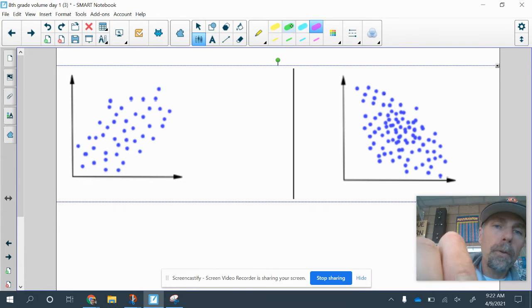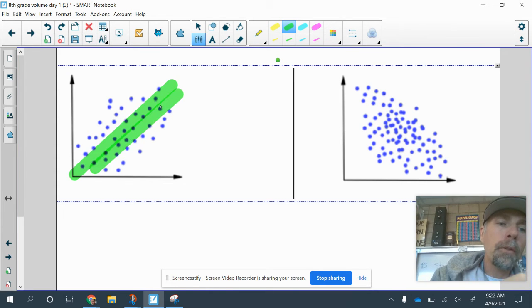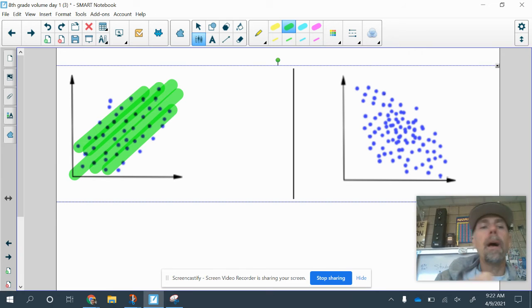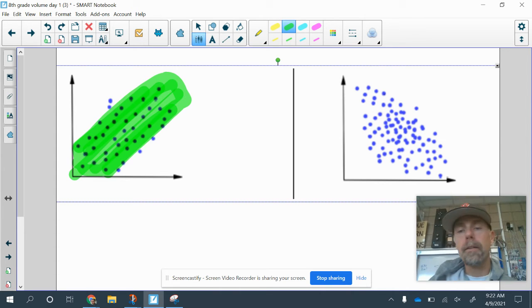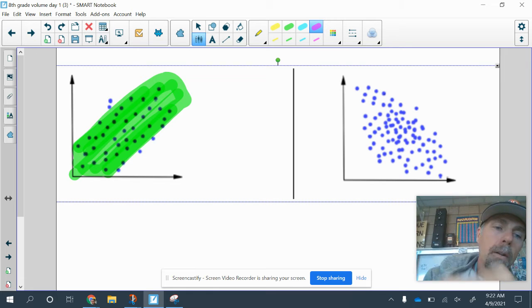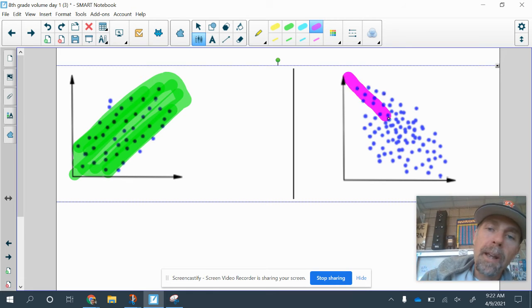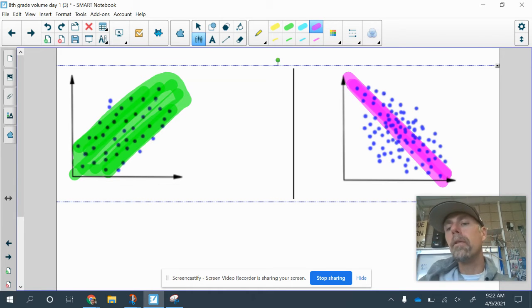This one, if you look at it, is going a positive trend. I know they're really spread out, but that would be positive. Basically they're going in a positive direction, even though it makes a big fat line. This one over here would be a negative association. See how the dots are mostly following that pattern of down and to the right.